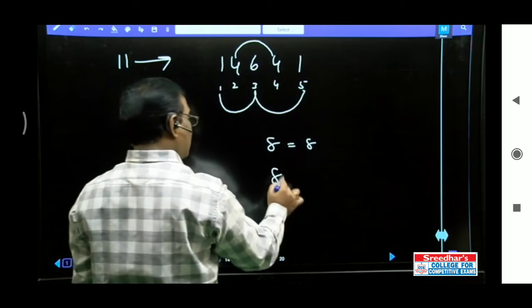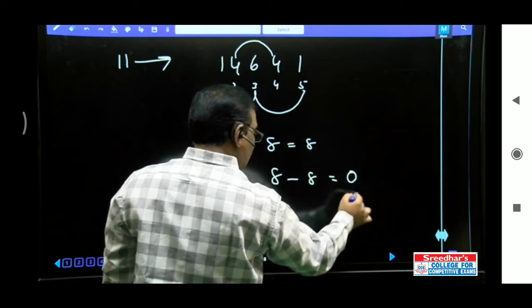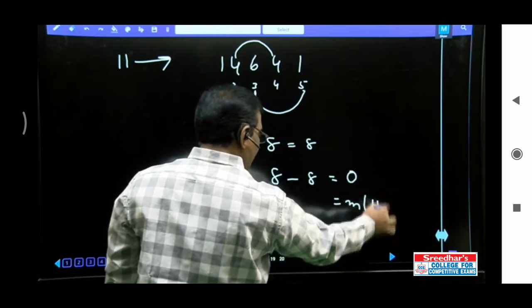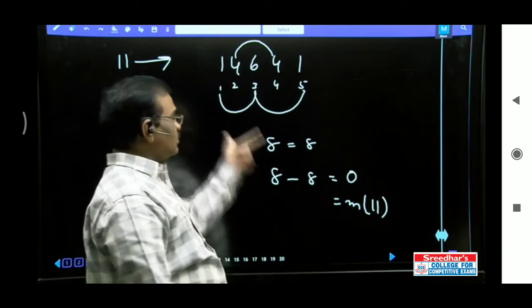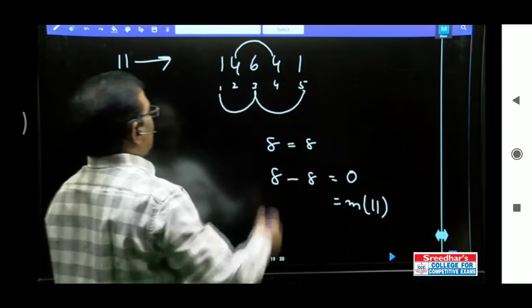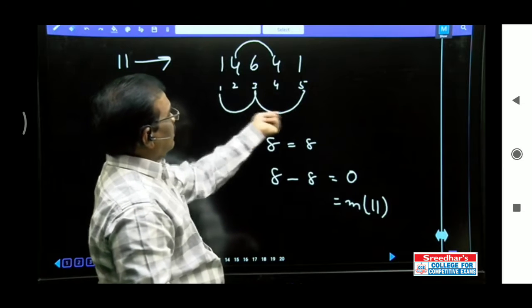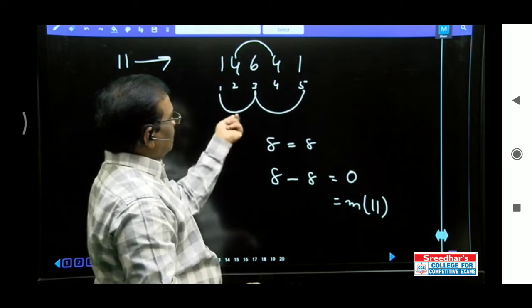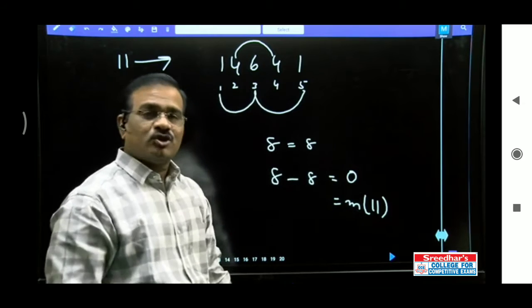Or they differ by, that is, the difference should be 0 or a multiple of 11. So the difference should come as a multiple of 11: 11, 22, 33. If it comes that way, then that number should be exactly divisible by 11. Are you clear on that? So tell me, what is the divisibility condition for 11? If the difference between the sums of the alternate digits is either 0 or a multiple of 11, then that number should be exactly divisible by 11.